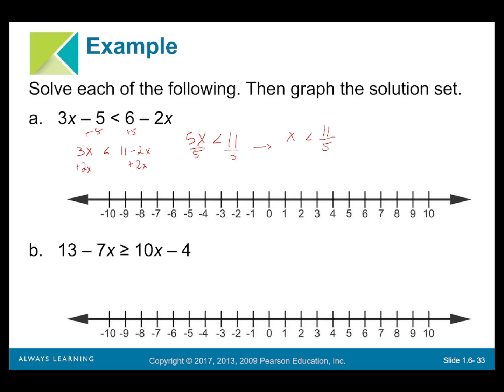So I'm going to graph this solution set. 11 over 5, which I guess is exactly 2.2, that I want to put on the number line. I have a less than, so I want to use an open circle somewhere around there. And I want to represent all numbers to the left of that. So that's shading all this to the left.